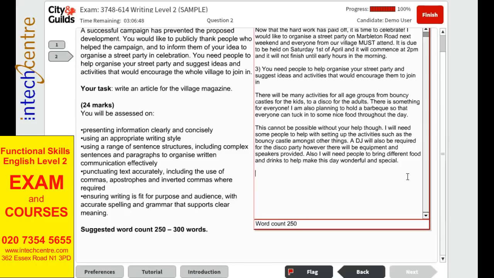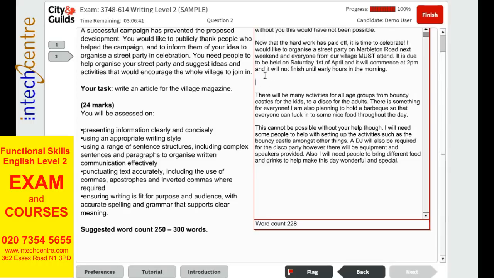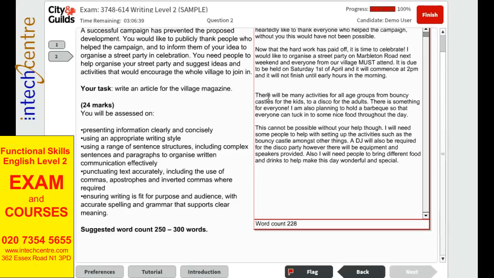So I'm just going to sort of round up what I've written about, and again just encourage them to attend. So I can get rid of this because I've sort of written here the third paragraph.